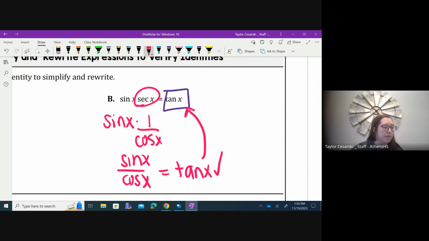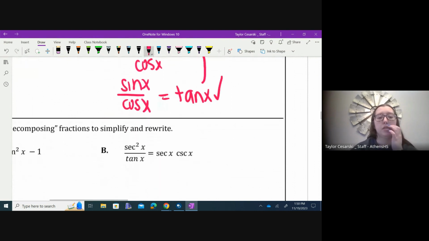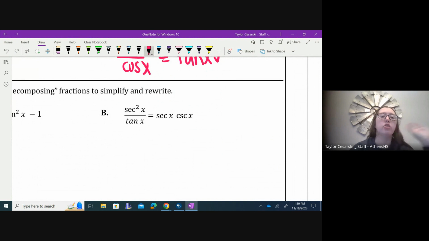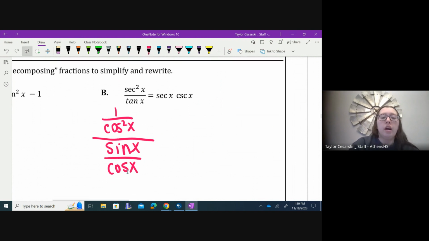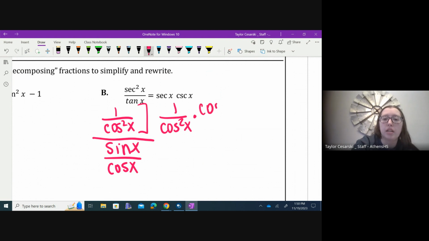Let's do one that's a little bit more complicated. Let's do this one down here. Again, a good strategy is to rewrite in terms of sine and cosine. So secant squared would be 1 over cosine squared. And then tangent would be sine over cosine. Once I get to this point, I see a fraction divided by a fraction, so I'm thinking keep, change, flip: multiply by the reciprocal. So I'm going to do this times cosine of x over sine of x.